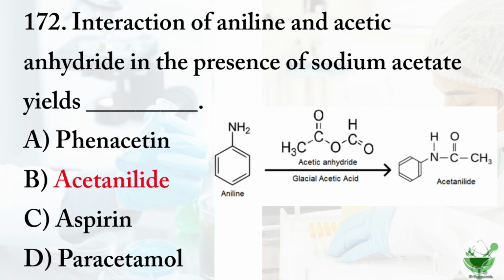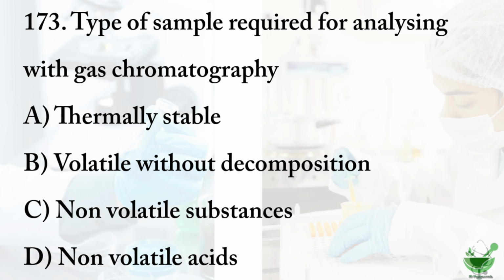Next question, question number 173. The type of sample required for analyzing with gas chromatography. A. Thermally stable, B. Volatile without decomposition, C. Non-volatile substances, D. Non-volatile acids. The correct option is option B. Volatile without decomposition is the type of sample that is required for analyzing gas chromatography.